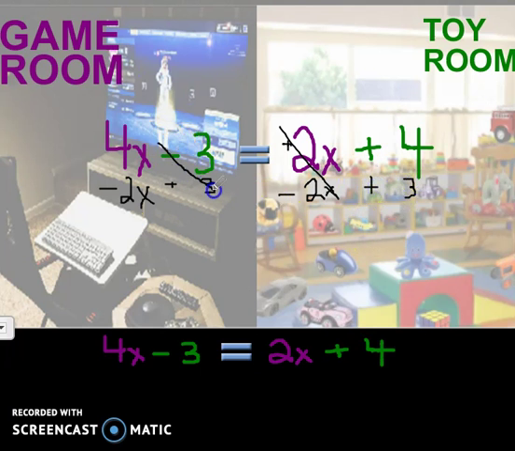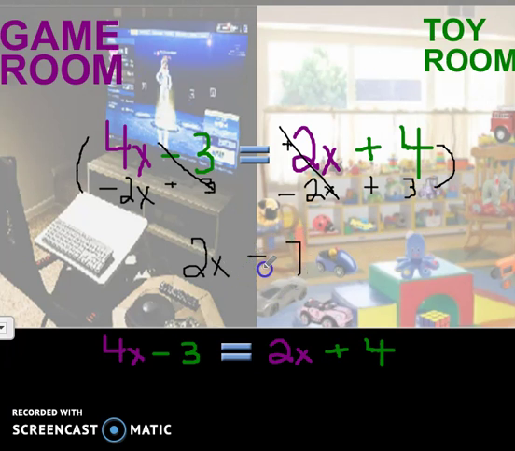And these cancel out. Remember, a minus 3 and a plus 3 cancel out. They give me 0 3s. I have nothing there. Alrighty, now we're going to go back and do the math. So I have 4 x's, take away 2 x's, leaves me with only 2 x's. And then I want to do 4 plus 3. That would give me 7.